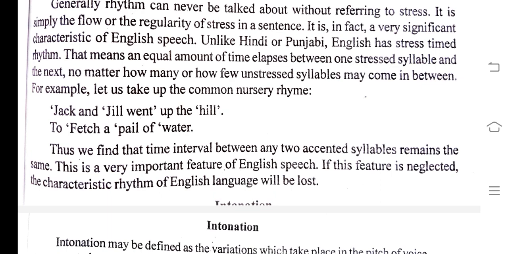For example, let us take up the common nursery rhyme: Jack and Jill went up the hill to fetch a pail of water. Thus, we find that the time interval between any two accented syllables remains the same. This is a very important feature of English speech. If this feature is neglected, the characteristic rhythm of the English language will be lost.